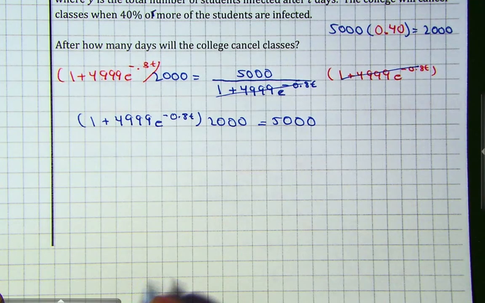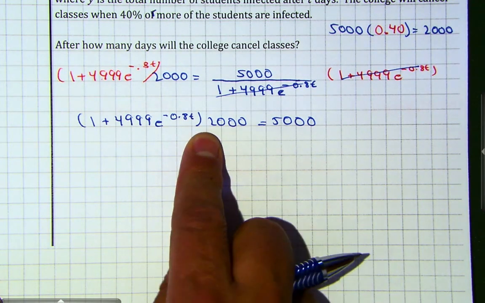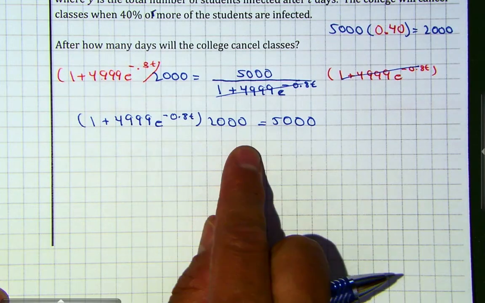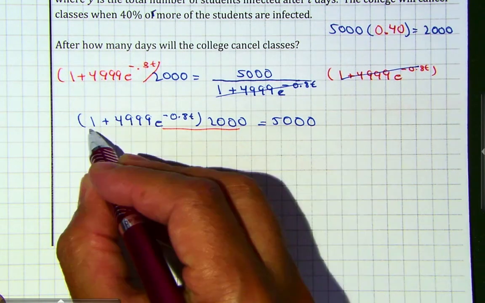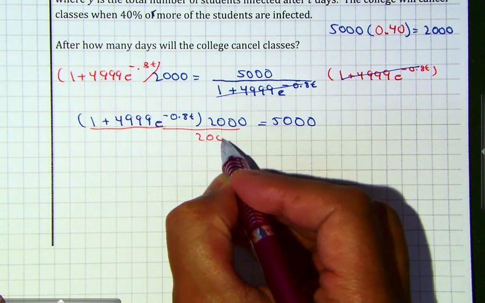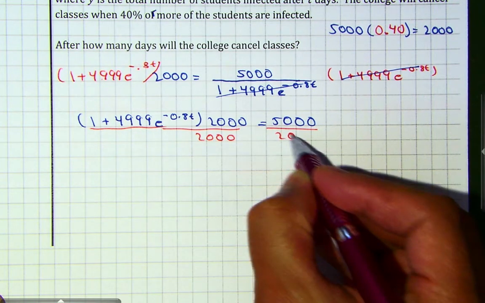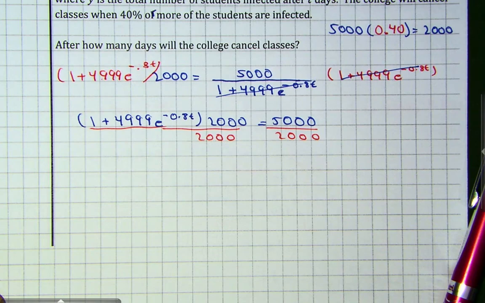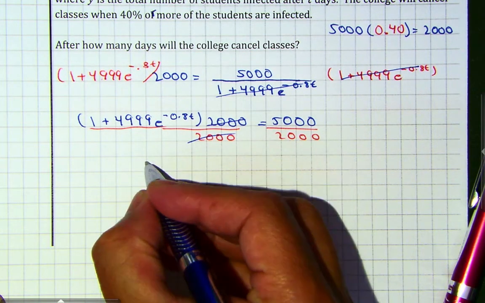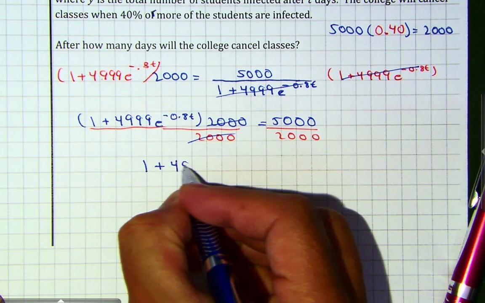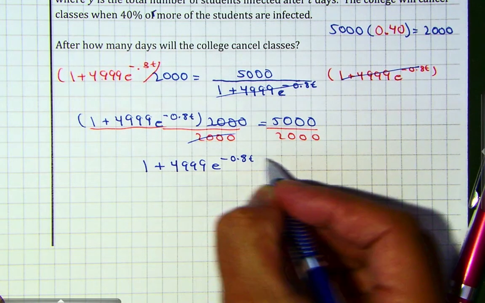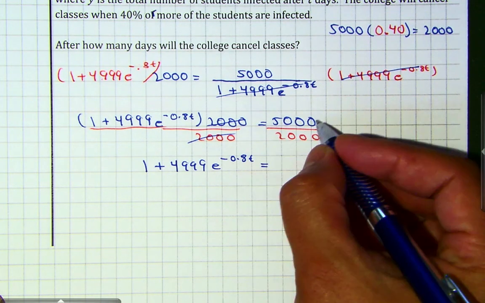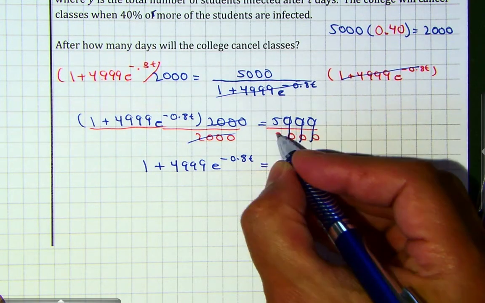So instead of multiplying it out, I'm just going to divide. Now, you can multiply it out and you'll get the same answer, but in this case, I'm just going to divide by 2,000 on both sides. So that cancels, and I end up with 1 plus 4999e to the negative 0.8t equal to, the zeros cancel, so 5 divided by 2 is 2.5.